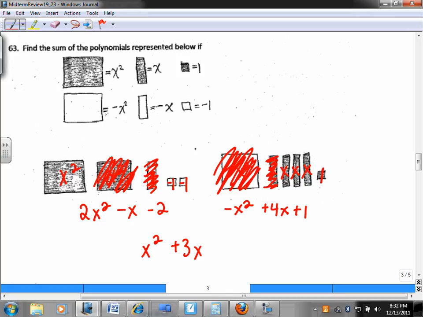Again, the tiles are just a way to represent, so we should get exactly the same answer. If not, we're not doing something correctly. Okay, and then last but not least, our unit tiles. We have 2 negatives and 1 positive, so this cancels one of these out, and we're left with one of the negatives, so minus 1. And if we look up here, we would have minus 2 plus 1, which would give us minus 1. So our simplification is x squared plus 3x minus 1.